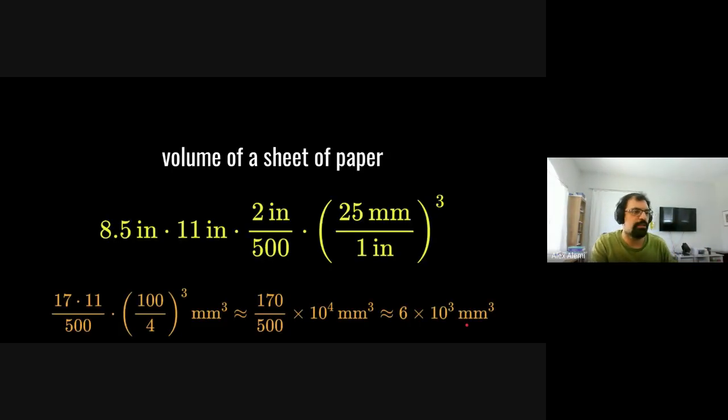So as a meta strategy, here I'm just plugging in numbers, but I guess it doesn't matter. But it's 6,000 millimeter cubes roughly.